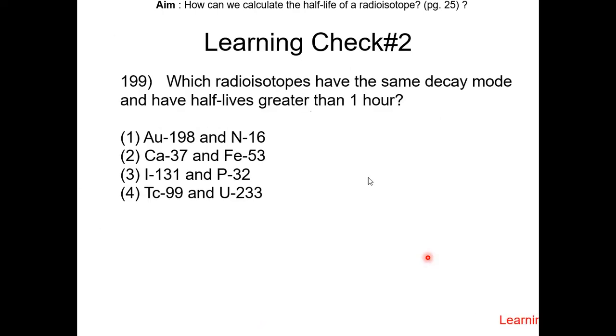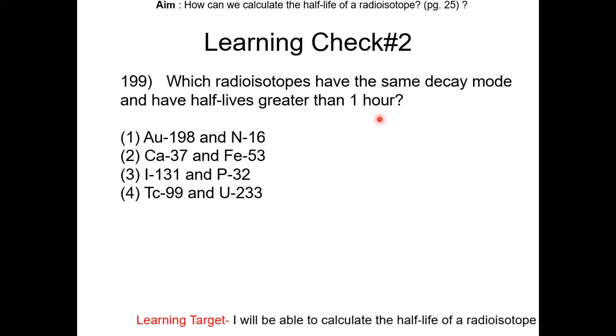Learning check number 2. Which radioisotopes have the same decay mode and have half-lives greater than 1 hour? Pause the video and resume once you complete it. So you have to use Table N to look up the radioisotopes. The answer is choice 3.